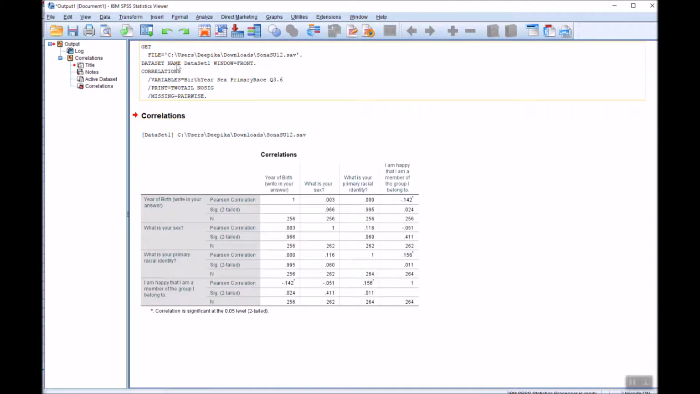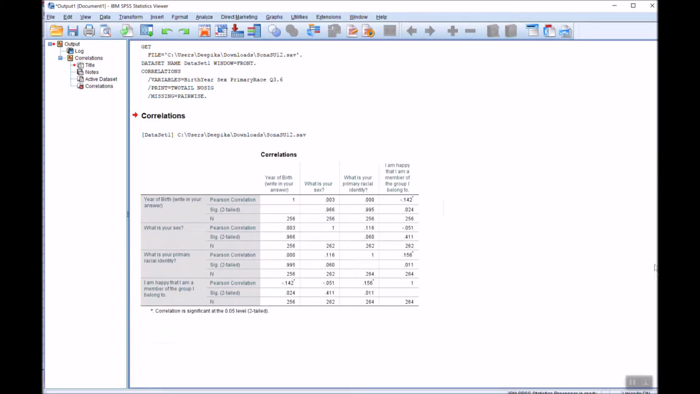To read this, basically, if there's a star next to one of the correlations, that means it's significantly correlated. So I can see over here, year of birth is significantly correlated with how happy a person reported being in their ethnic group. Specifically, I can see that this is a negative correlation, and we know it's significant because the alpha was set at less than 0.05.